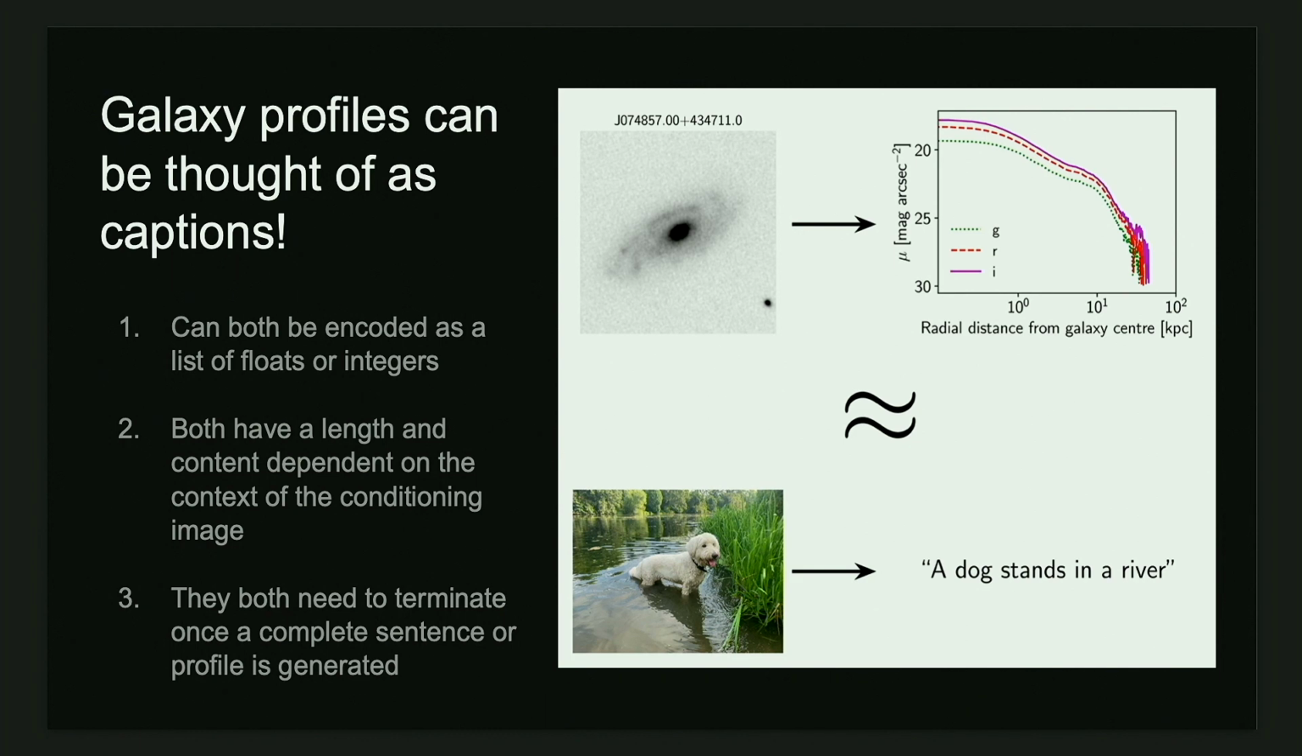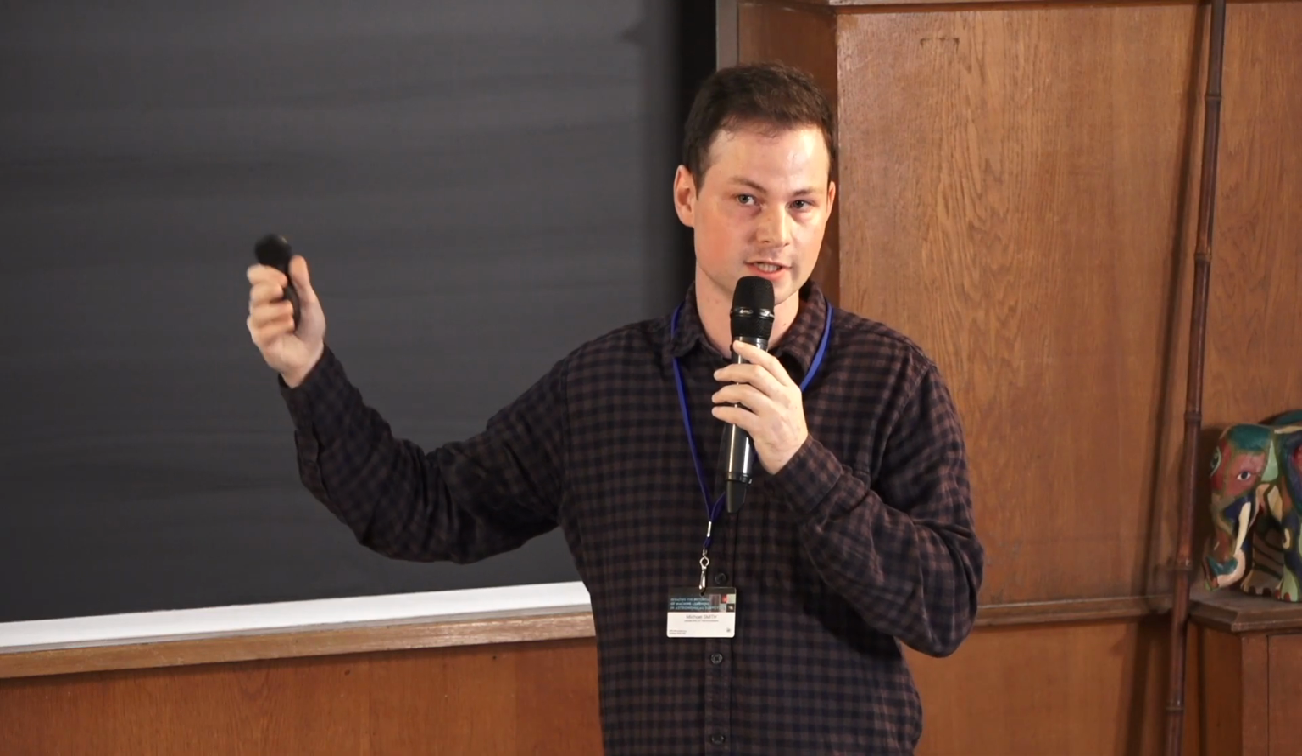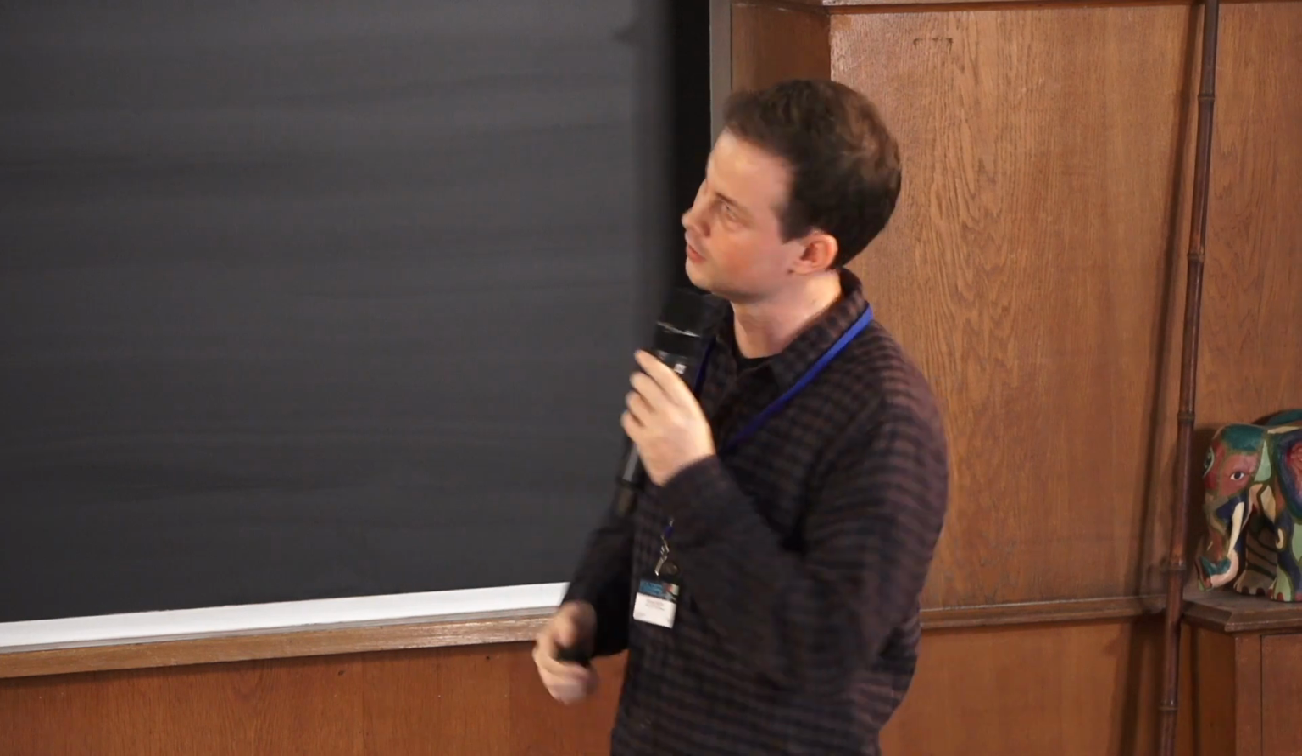So if you think of them as natural text captions, you can leverage NLP methods developed specifically for captioning natural images. So you could use something like an encoder-decoder network. This is just a ResNet CNN encoder. It encodes the galaxy down to a latent space, Z. And its latent space is passed towards a recurrent neural network. Here we have a GRU. And a recurrent neural network, in a natural language system, would produce a sentence, but here we train it to produce the surface brightness profile.